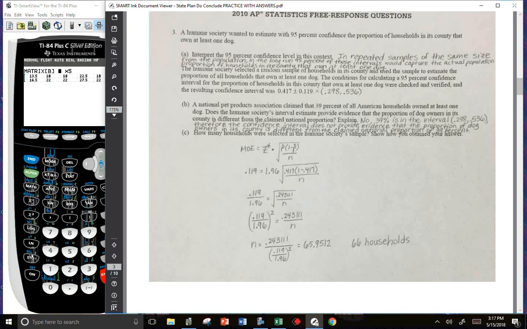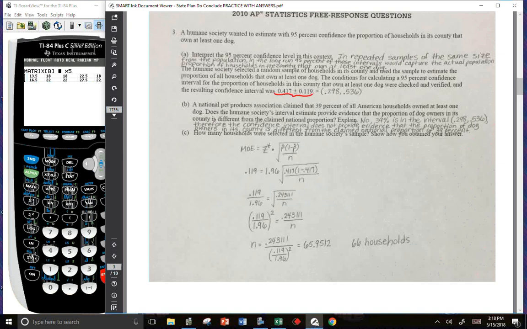A National Pet Products Association claimed that 39% of all American households own at least one dog. Does the Humane Society interval estimate provide evidence that the proportion of dog owners in its county is different from the claimed national proportion? Explain. Is 39% in our interval? Yes. So no, it's not different from 39%. Isn't that weird? The way they asked it is weird. Instead of just saying, is 39% possible, and you say yes, it is because it's in the interval, they asked, is it different from that? No, it's not different from that because 39% is in the interval. Does that make sense? Are we good? Part C.